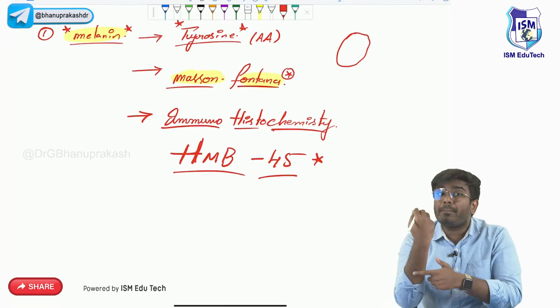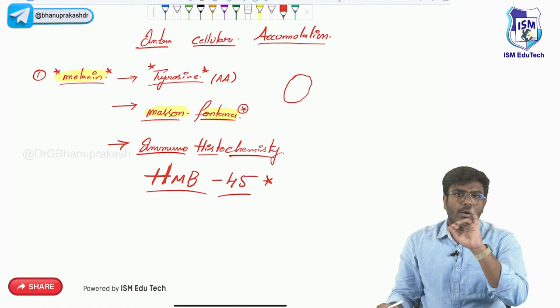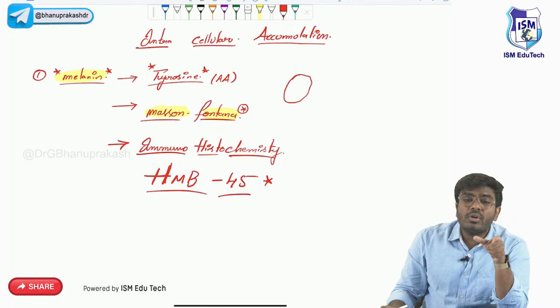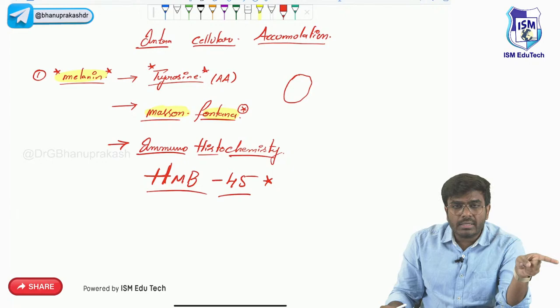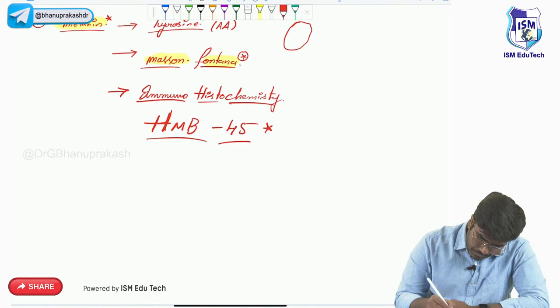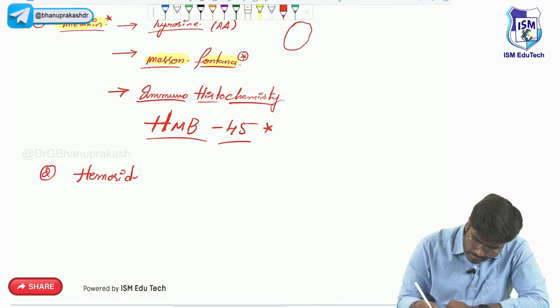So, two important points. Masson Fontana is a normal staining procedure used to see the melanin. Second thing, in immunohistochemistry, the stain used for melanin or melanoma is HMB 45. Now, next pigment is hemosiderin. What exactly is hemosiderin?